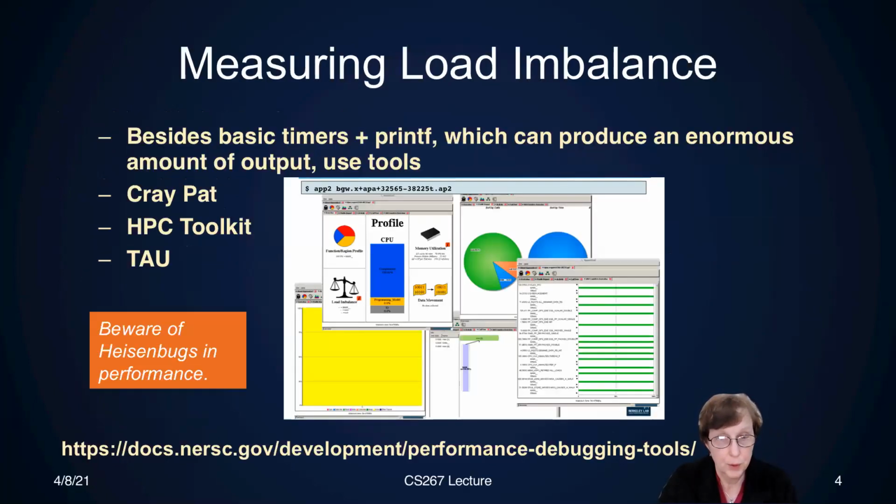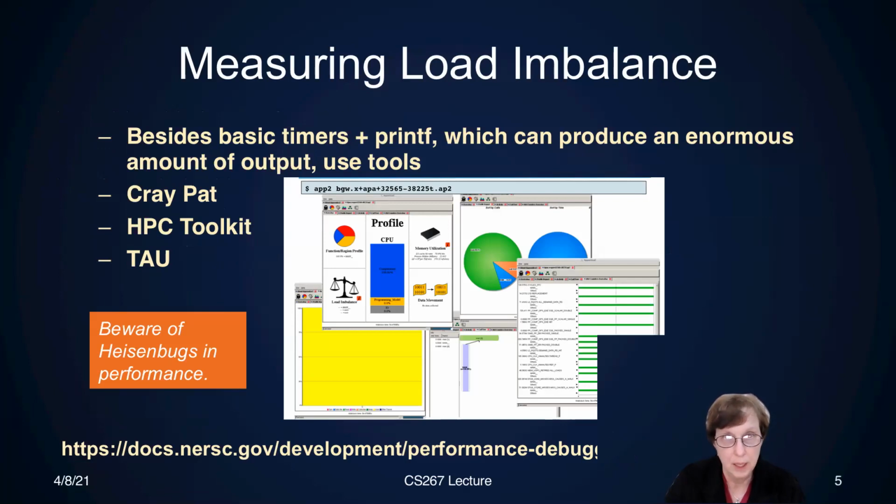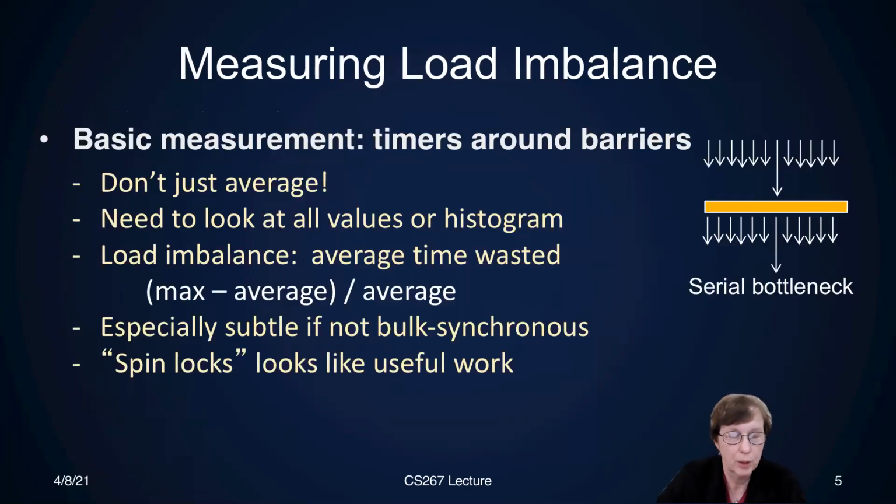There are a number of tools that NERSC provides for performance and debugging. I think you've already used some of these, but here's a link at the bottom to look up the latest. When you're measuring load imbalance, one of the common rookie mistakes is to measure the average performance of something. Then you don't really know whether you've got a load balancing problem or some other kind of performance bottleneck, whether it's communication overhead or something else. So you don't want to just average across all of your processors when you're looking for performance bottlenecks.